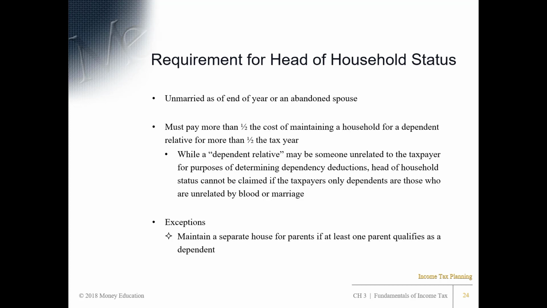You must pay more than half the cost of maintaining a household for a dependent relative for more than half the year. A dependent relative may be someone unrelated to the taxpayer for purposes of determining dependency deduction. Head of household status cannot be claimed if the taxpayer's only dependents are those who are unrelated by blood or marriage. Exceptions: you maintain a separate house for your parents if at least one parent qualifies as a dependent. For example, if I'm paying for my parents, but one of them lives in a nursing home because they need more care than I can provide, I could still claim them if I'm providing more than half the support, even though their address is at the nursing home.